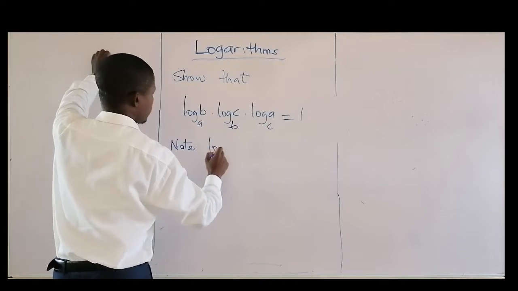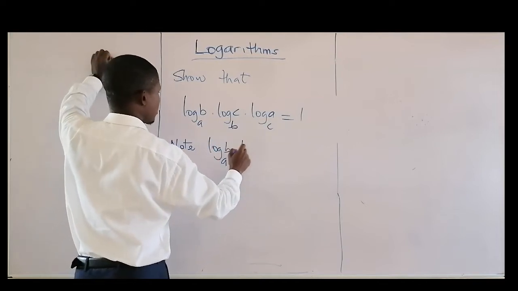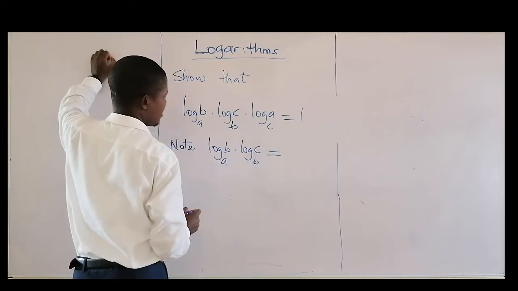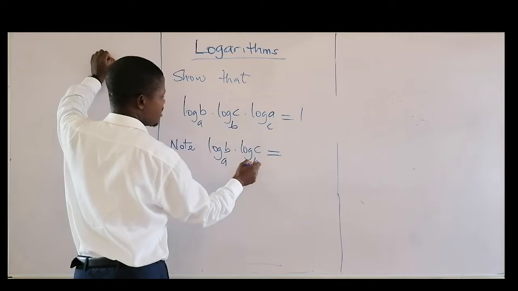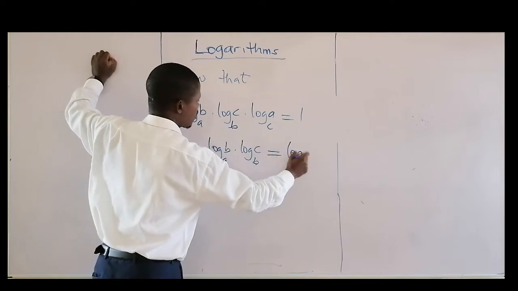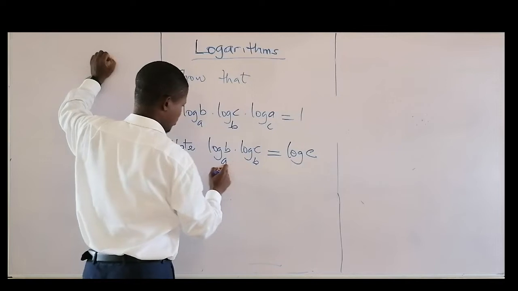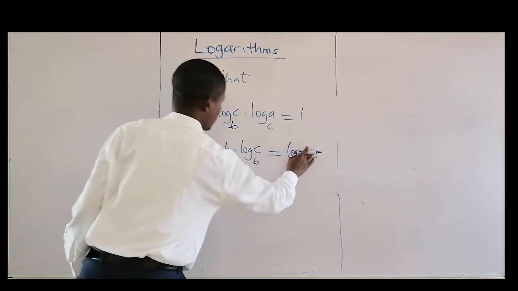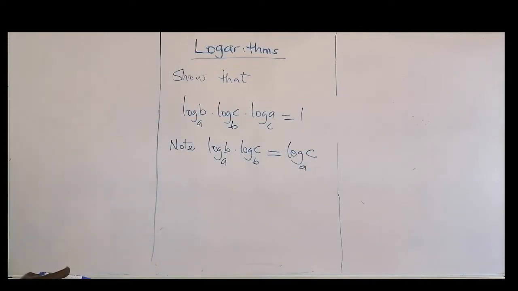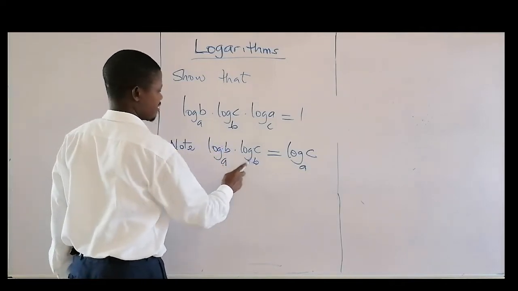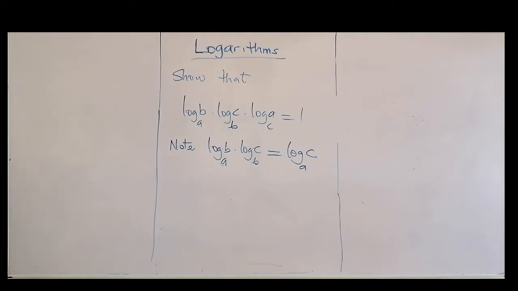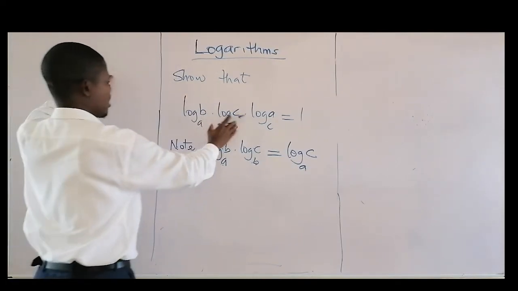Log b base a times log c base b is equal to, whenever the function here and the base here are the same, it's going to give you log of this base what? Base A. Log C base A. Once this one is the same, it will be log C base A. It's automatic.